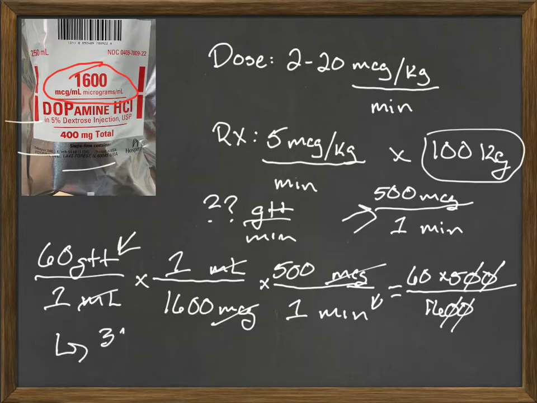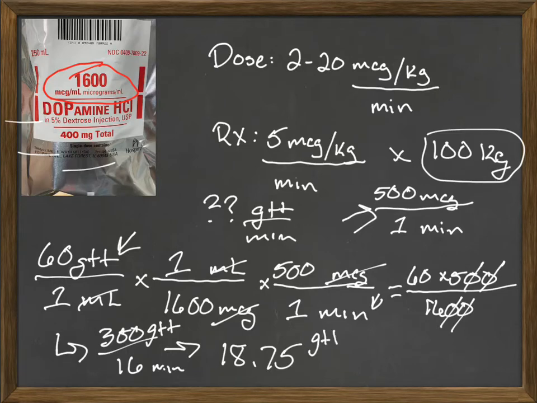So you're 300 over 16. So break it down one step more. You take your 300, divide by 16, and that gives you 18.75. Remember that we had those units of drops per minute. So now we broke it down and we're going to give 18.75 drops per minute.